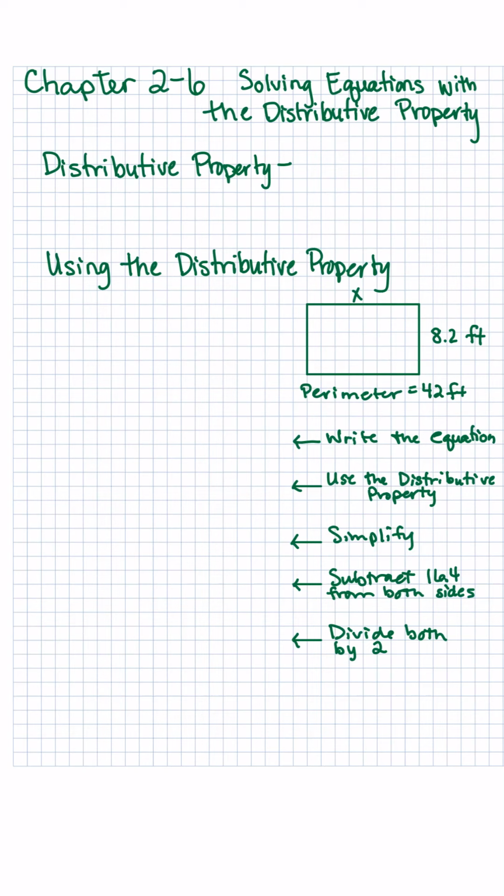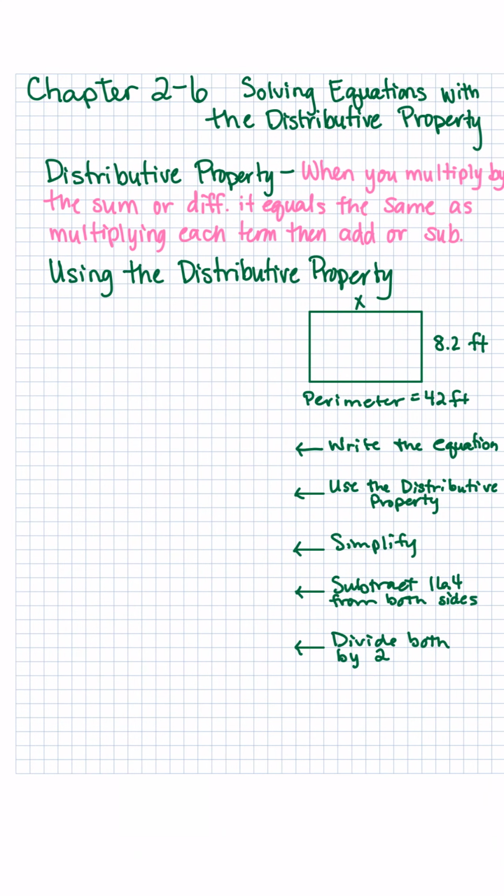Class. Today we're looking at Chapter 2-6, Solving Equations with the Distributive Property. So what is the distributive property? It's when you multiply a factor by a sum or difference, the product is the same as multiplying the factor by each term and then adding or subtracting the products. So let me show you, let's write that down and then I'll show you an example.